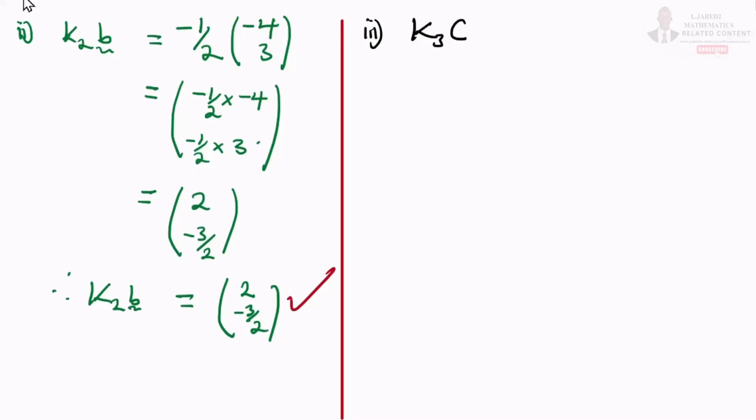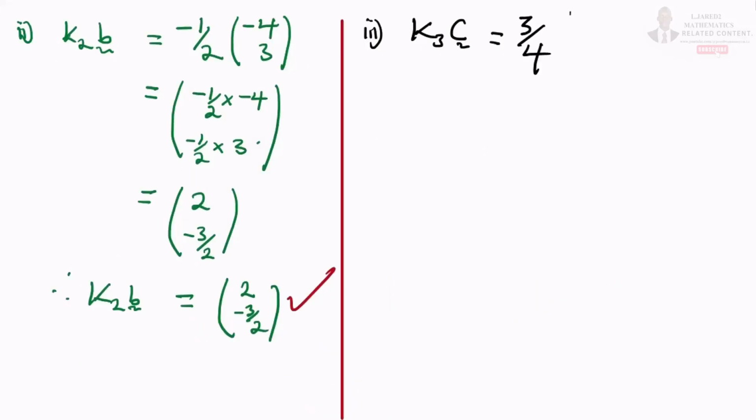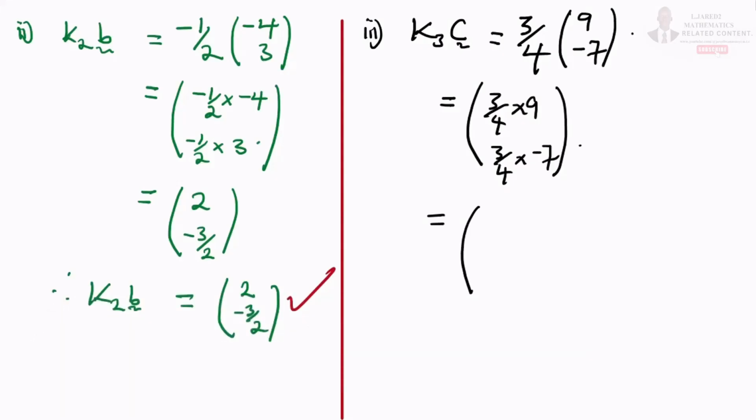We have K3 multiplied by vector C, which is the same as, so we can cross check. K3 is 3 quarters, so we are having 3 quarters multiplied by vector C, which is (9, -7). So let's simplify this. The same as 3 quarters multiplied by 9, and also 3/4 multiplied by negative 7. As we simplify, 9 times 3 is 27, but out of 4. Then 3 times negative 7, we are getting negative 21 divided by 4. And we can leave it as this, since we cannot reduce it any further.